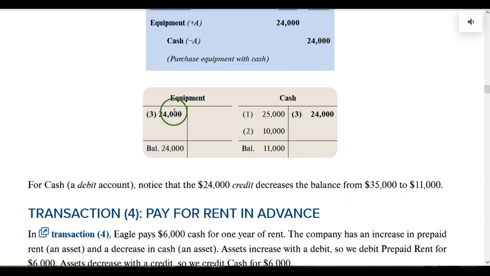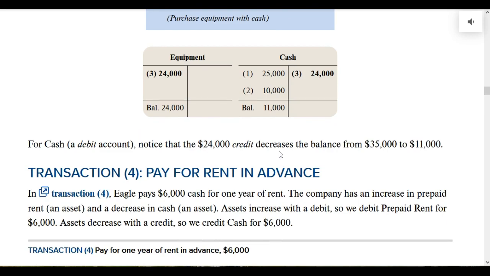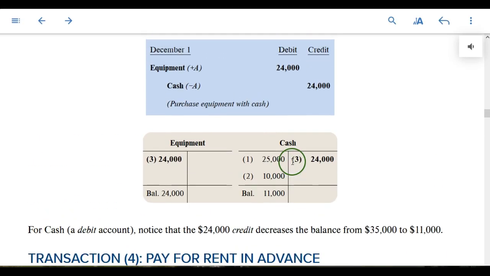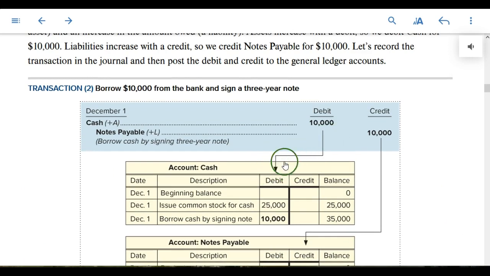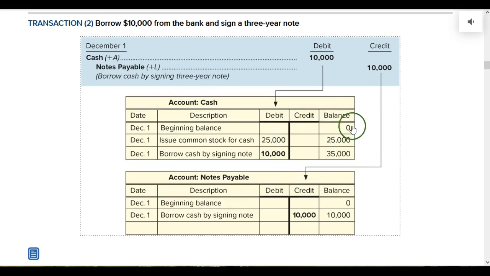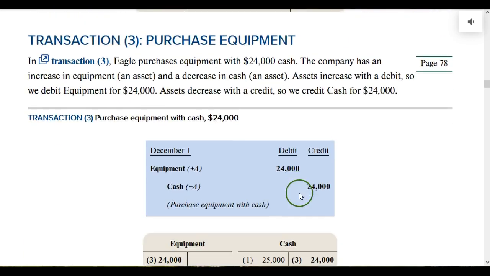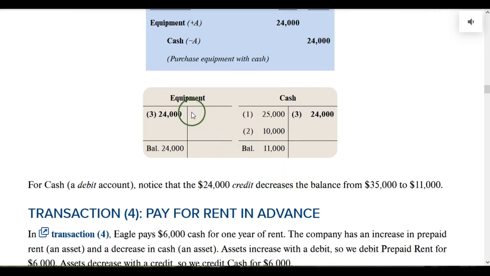And you can see what happens to the equipment account. It was 0, went to 24. Cash now decreased. We did have 35 in it, and now we took 24 away. We only have 11,000 in it after this. So what the book has done here, instead of showing all these lines and all these postings and the balance out to the side, now they're showing the T accounts. So here's the equipment went up and the cash account went down.